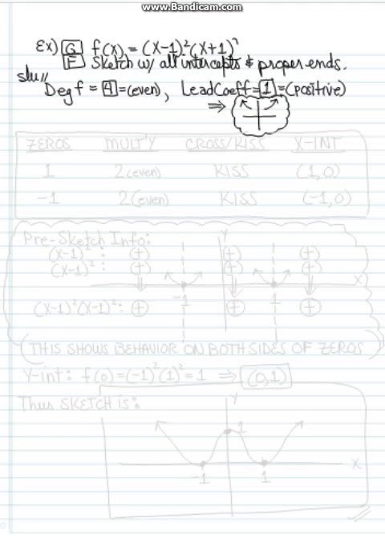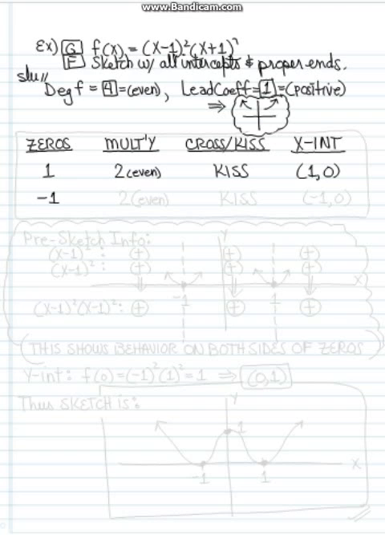Now let's make our table. We're going to list the zeros, the multiplicity of each of the zeros, whether that x-intercept is a cross or a kiss, and the actual x-intercept. The first zero, the number being subtracted in the first parenthesis, is positive 1. The multiplicity is the power on the outside of the parenthesis. It's a 2, which means it's even multiplicity. That indicates a kiss for the x-intercept at 1, 0.